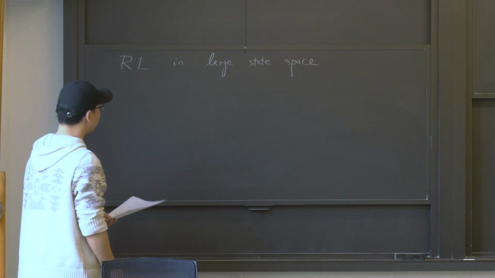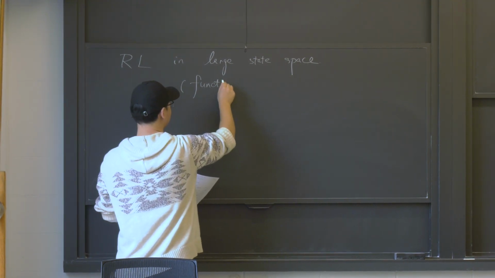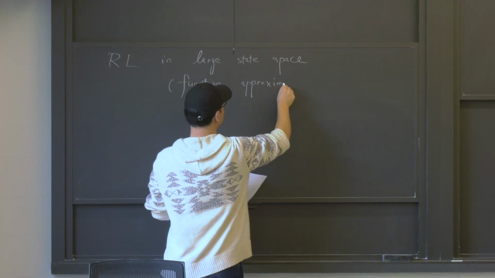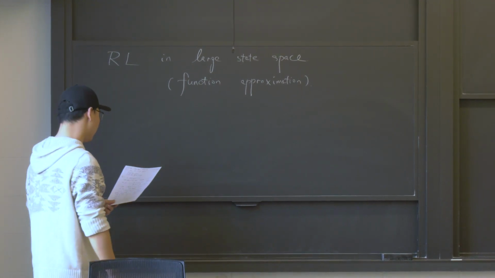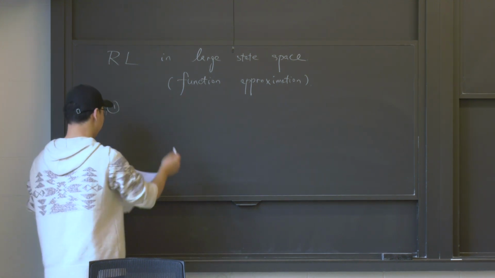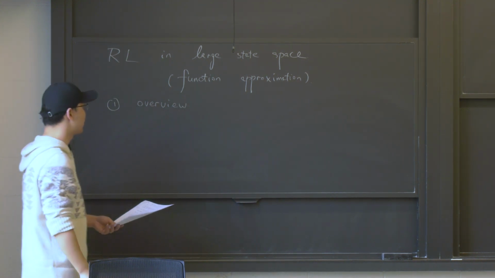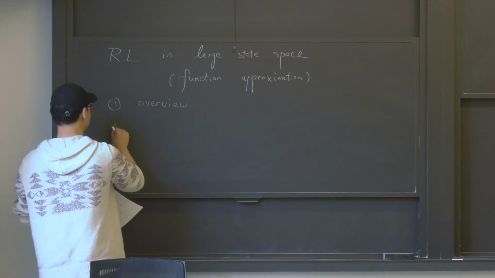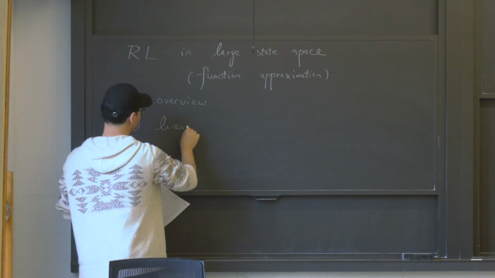Okay, so for large state space, the methods we're going to use are called function approximation. We'll introduce what those are later. In this week and the next week, we will be dealing with this topic. We will divide it into 3 parts. First, today we will do some overview of the challenges in this large state space and the basic methodology for function approximation. And then we will deal with a simple case, the linear function approximation.